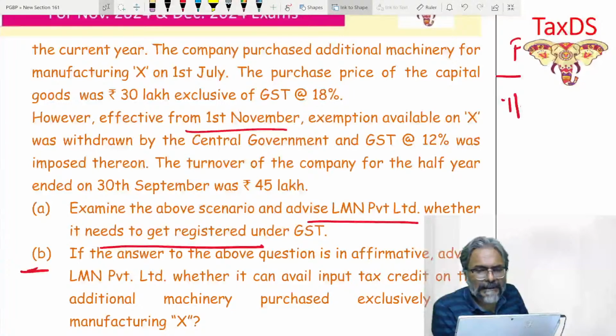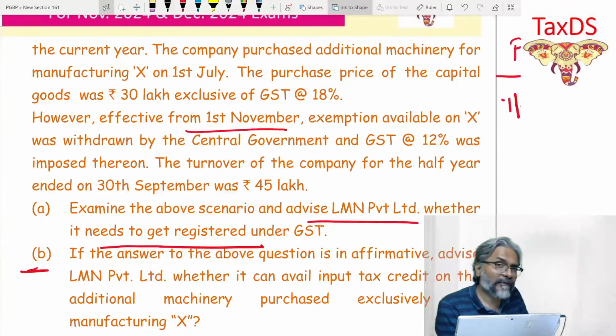The company purchased additional machinery for manufacturing X on 1st of July. The purchase price of the capital goods was rupees 30 lakhs exclusive of GST at 18%. However, effective from 1st of November, exemption available on X was withdrawn by the central government and GST at 12% was imposed thereon. The turnover of the company for the half year ended on 30th September was rupees 45 lakh.